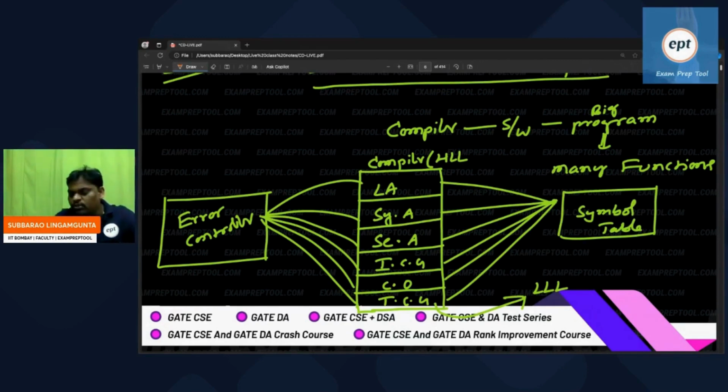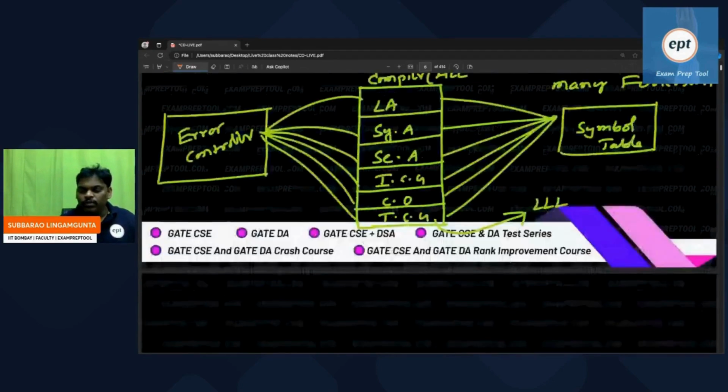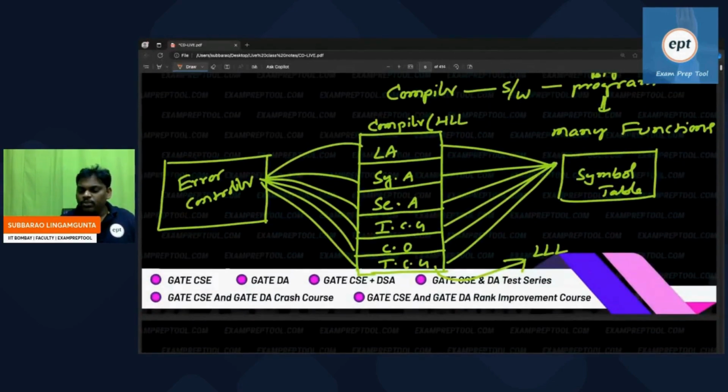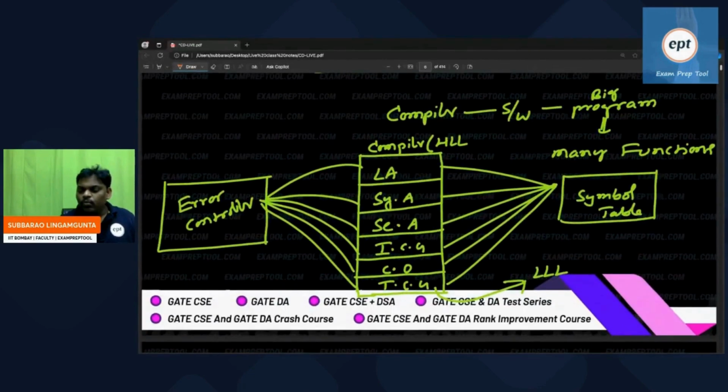Now my first question to everyone, please give answer to me. Who can store inside symbol table? Lexical, syntax, semantic, intermediate code generation, code optimization, target code generator. Who can store? Make it fast. Who can store inside symbol table?